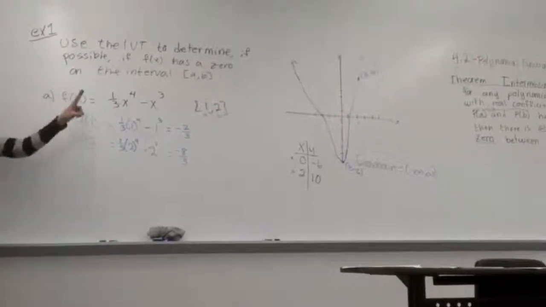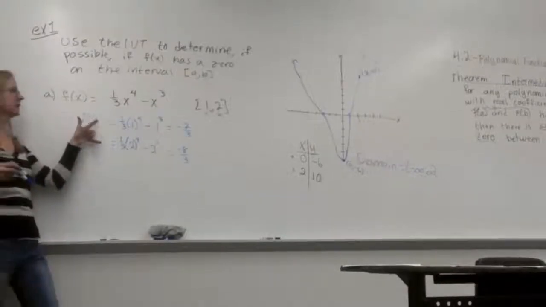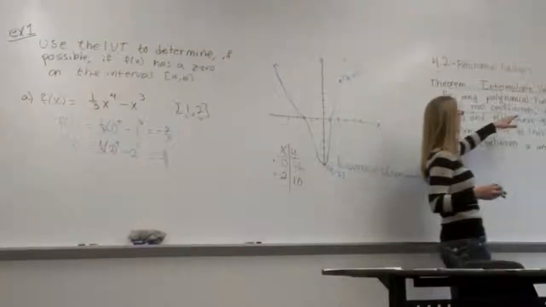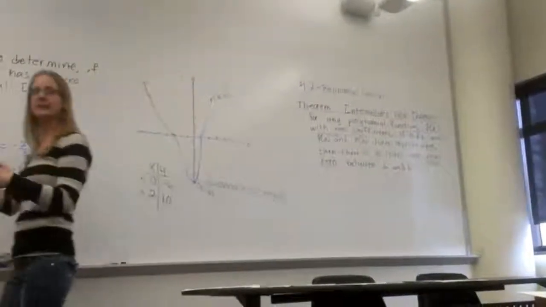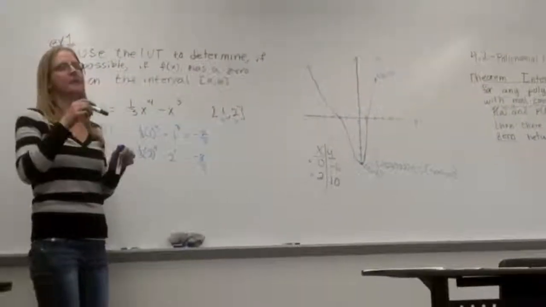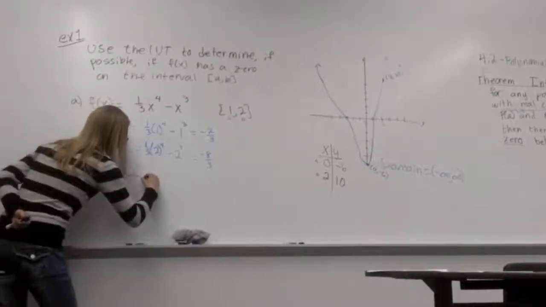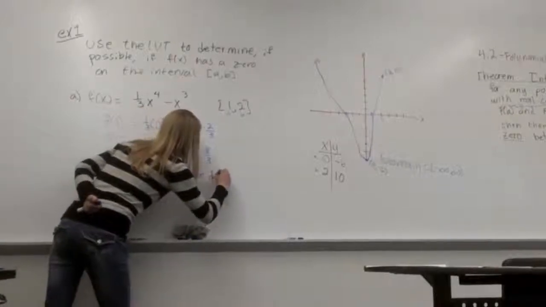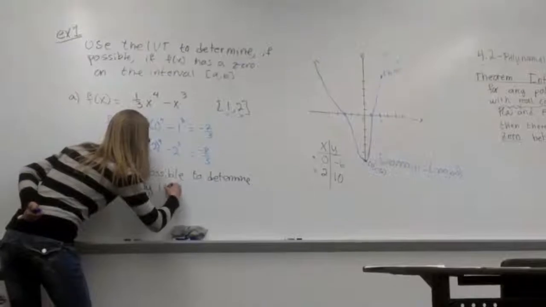So again, my two x values were different numbers. Then I took those two x values and plugged them in to get two y values. And then the next thing is if they have opposite signs. Do they have opposite signs? No. So the answer isn't no. The answer is it's not possible to determine by the intermediate value theorem.